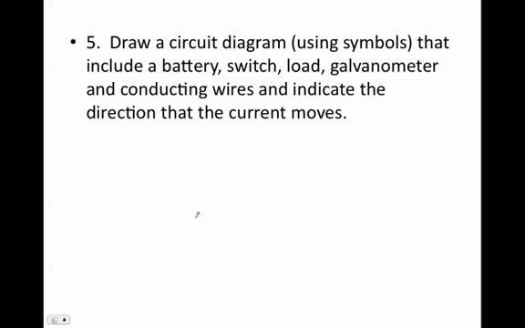Draw a circuit diagram using symbols. Include a battery, a switch, a load, and a galvanometer with the conducting wires. When you draw circuits, you need to use circuit symbols. So here's one cell. Here's the positive and negative. There's 2, so that would be a battery. The long line represents the positive. The short stubby line, negative. Now when we draw the wires, we always want to draw them straight and in box-like fashion, no curves to them.